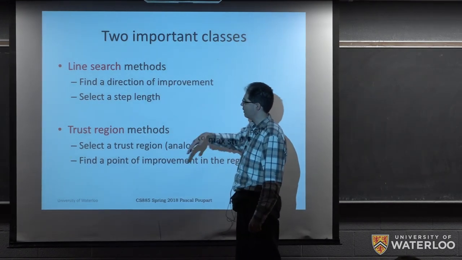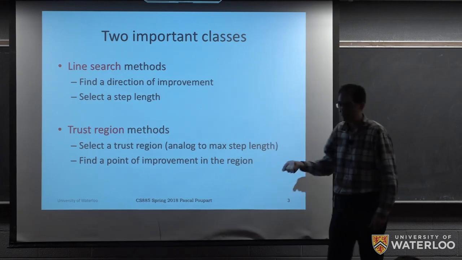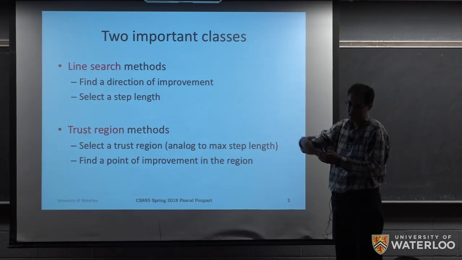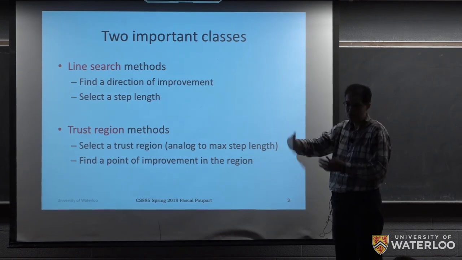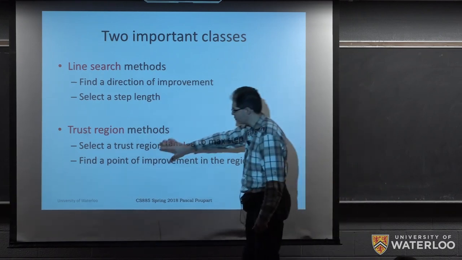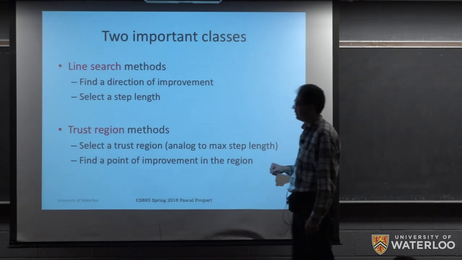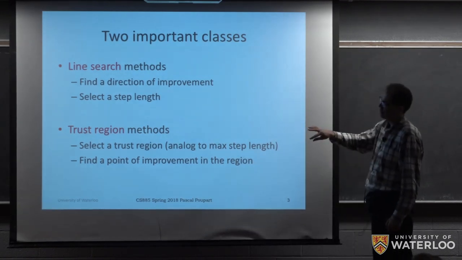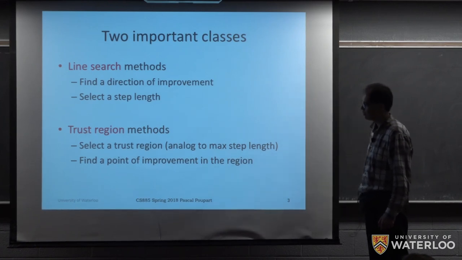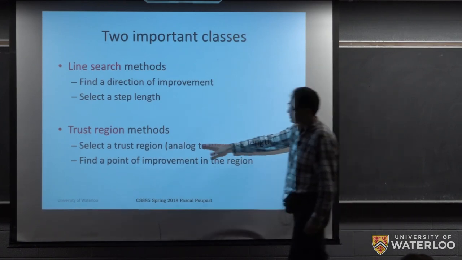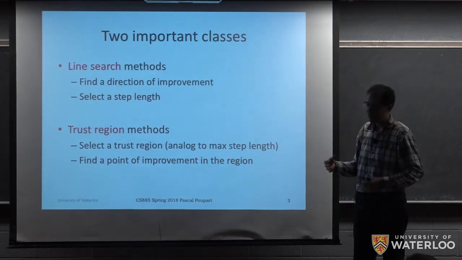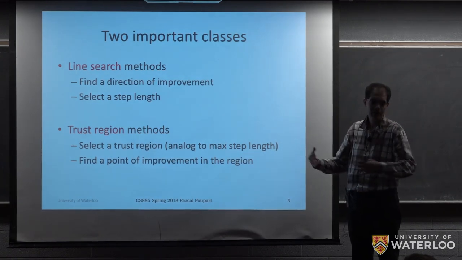Okay, so what do line search methods, including gradient descent, do? They first find a direction for improvement, and then they take a step in that direction, and the idea is that you then try to optimize that step so that you make some good improvement. In contrast, trust region methods are sort of the other way around, and you can think of them as some sort of dual to line search methods. Here you first select a trust region, which you can think of as really being some upper bound on a step length.